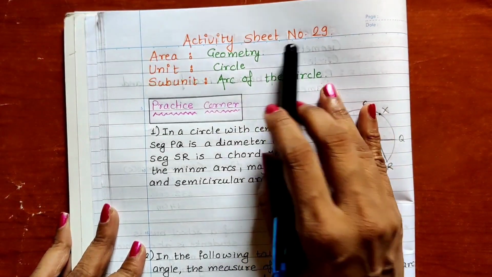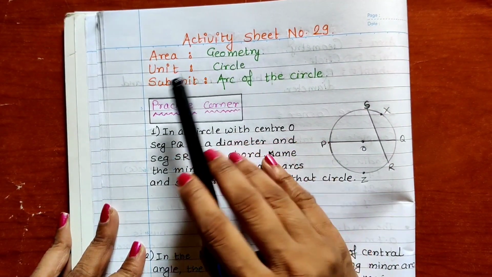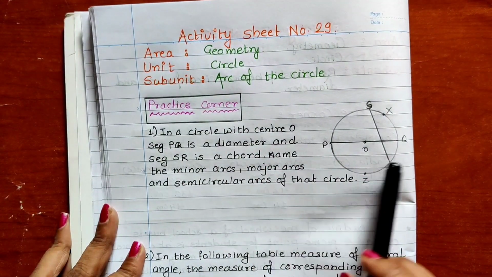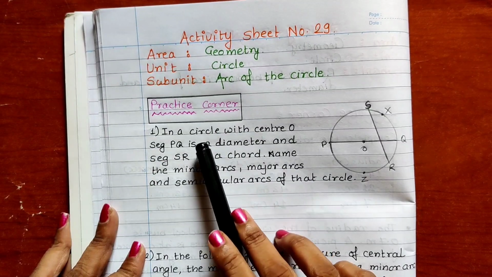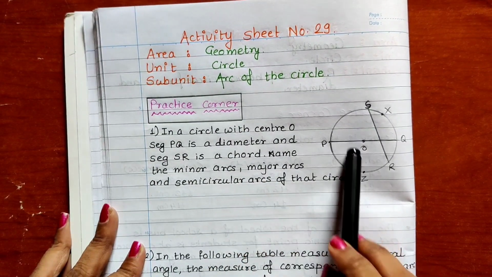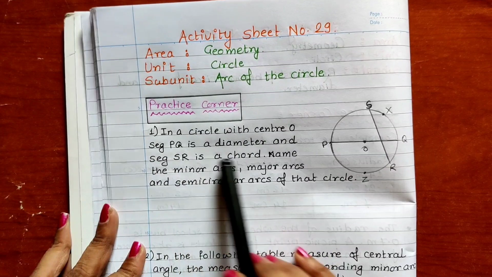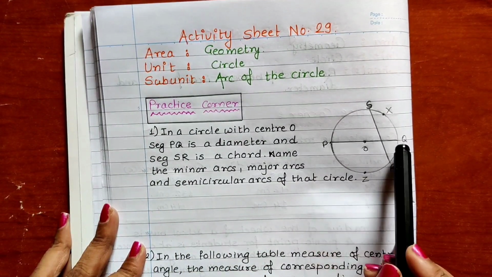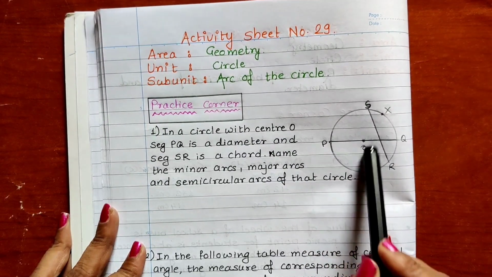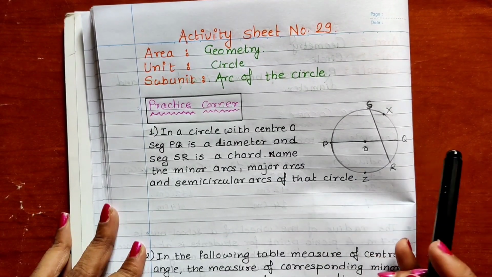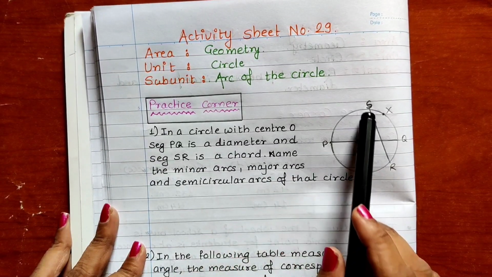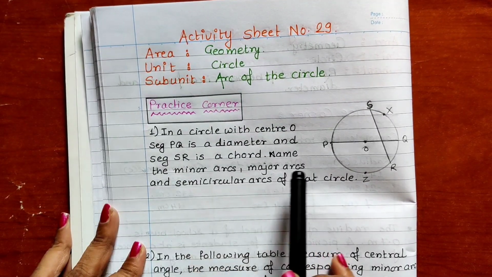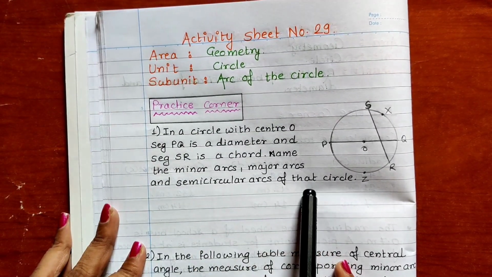This is our activity sheet number 29. Area is geometry, unit is circle, subunit is arc of the circle. In the practice corner we have to solve this question. In the circle with center O, we can see center O is there in the circle. Seg PQ is the diameter, because PQ is the segment joining two points on the circle and it passes through the center of the circle, and that's why it is a diameter. Seg SR is the chord. We have to name the minor arcs, major arcs and semicircular arcs of that circle.